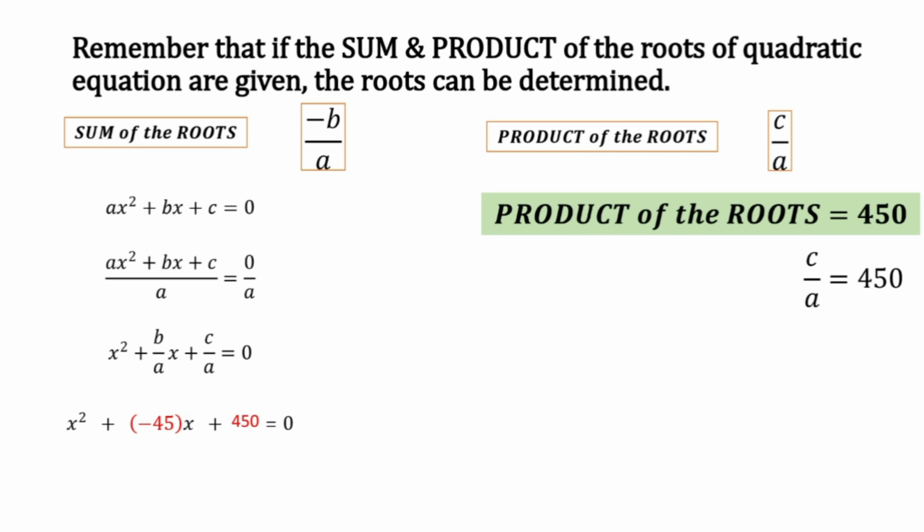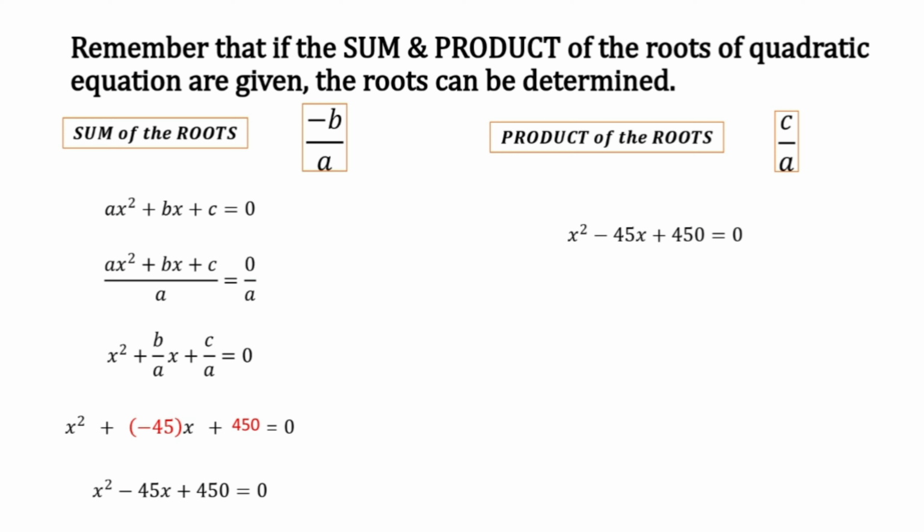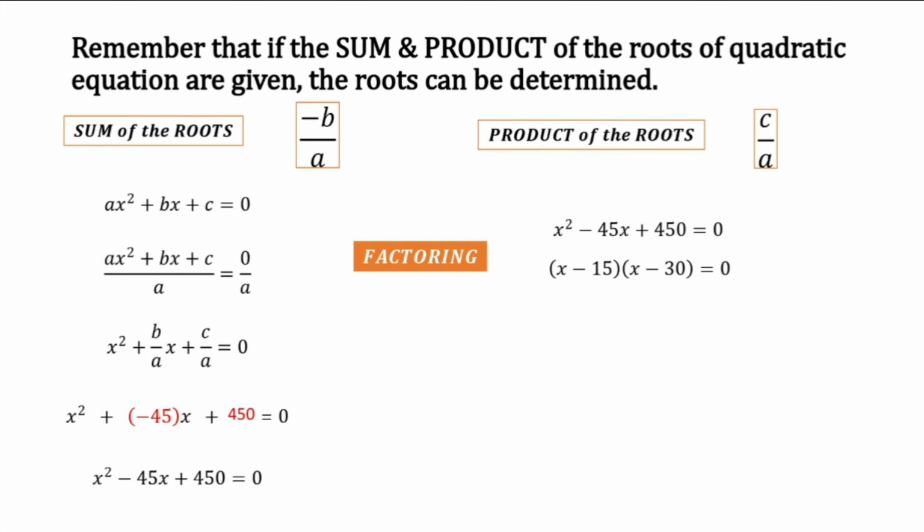To write our equation in standard form, we have x squared minus 45x plus 450 equals 0. We can solve this by factoring. The factored form of this trinomial would be quantity x minus 15 times quantity x minus 30 equals 0. Then apply the zero product property as we set each factor equal to 0. The first factor is x minus 15 equals 0 and the second factor is x minus 30 equals 0. Solving for the solutions, the first root is x equals 15 and the second root is x equals 30.